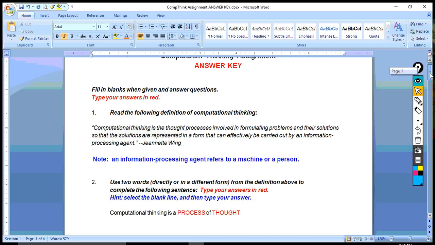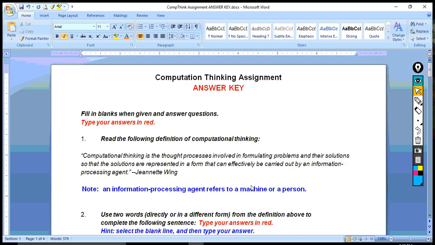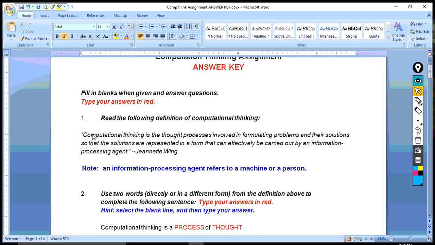in your homework, you were supposed to have read the following definition by Jeanette Wing about computational thinking, being the thought processes involved in formulating problems and their solutions. So the solutions are represented in a form that can effectively be carried out by an information processing agent. And then I added this little part here that the information processing agent could be a machine or a person.